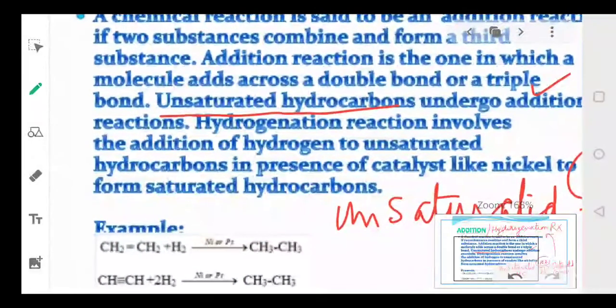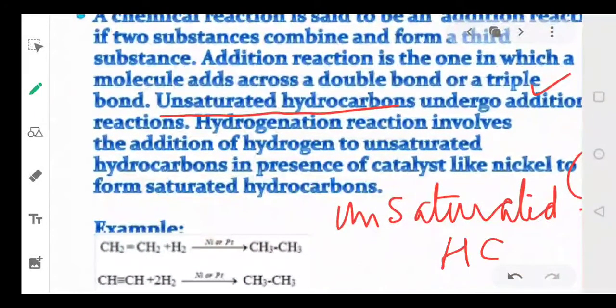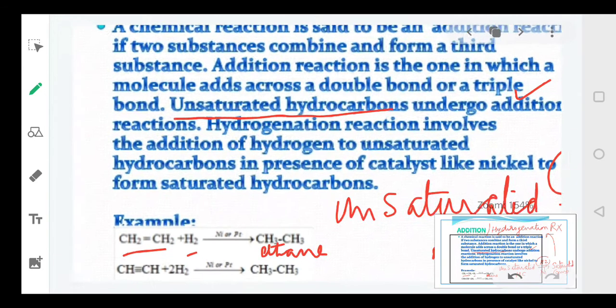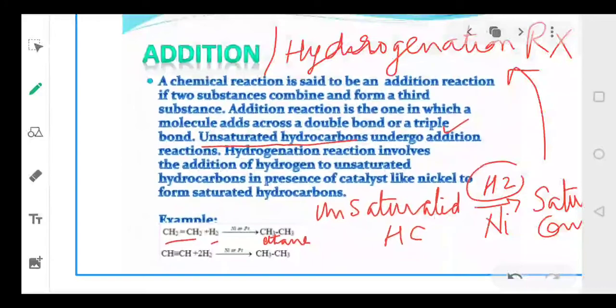Let's give an example. Let's suppose we have ethene, C2H4. There is an addition of hydrogen in the presence of nickel and it forms ethane. तो यहाँ पर आपका ईथीन से ईथेन बन गया है. Second is again ethyne, this is ethyne. इथाइन से आपका again ईथेन बन गया है.